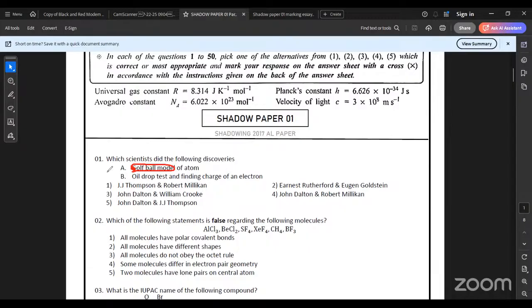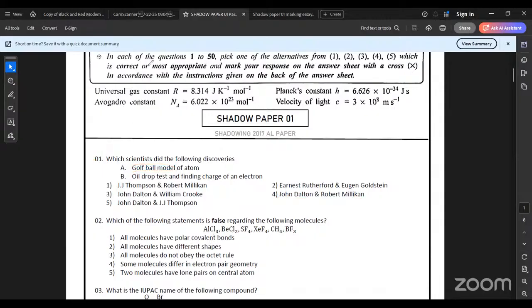If you got this MCQ wrong, imagine the pressure you have right when you start the paper. If you don't know this question, that means the whole paper is going to be messed up, because this is a unit 1 question and you are like, I don't even know that. You have to study these things and go to the exam, even though it is simple. So the oil drop experiment and finding the charge of the electron, that is Robert Millikan. Golf ball model is Dalton. So the answer is number 4.